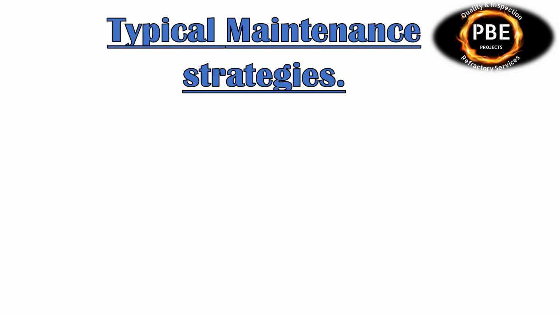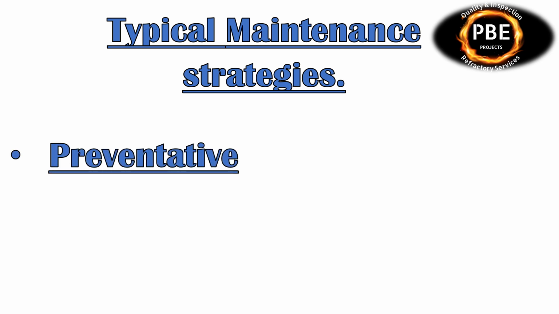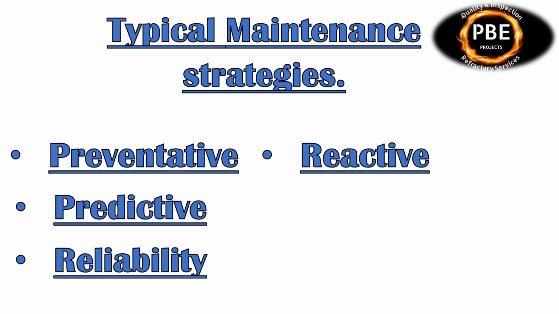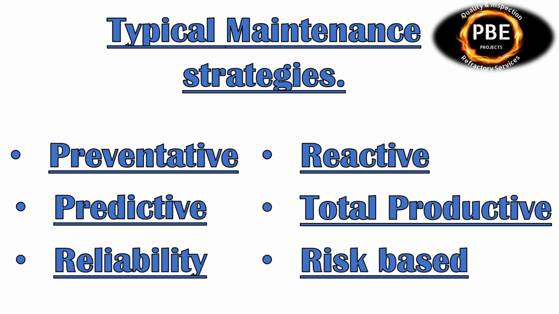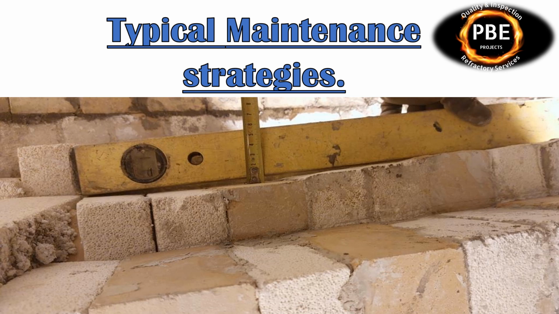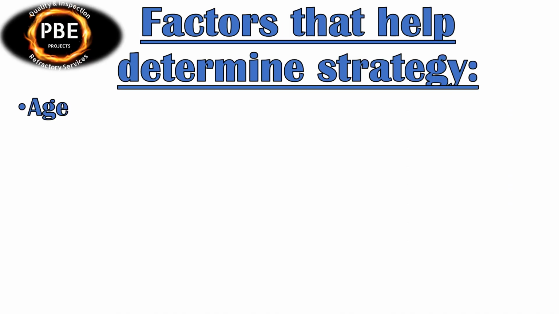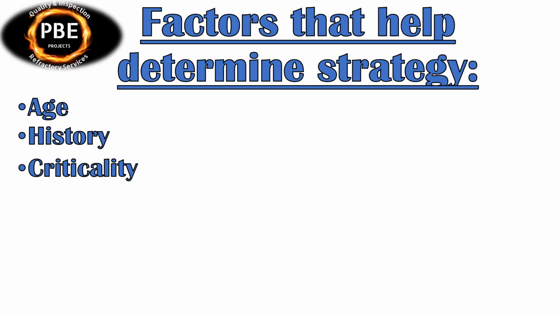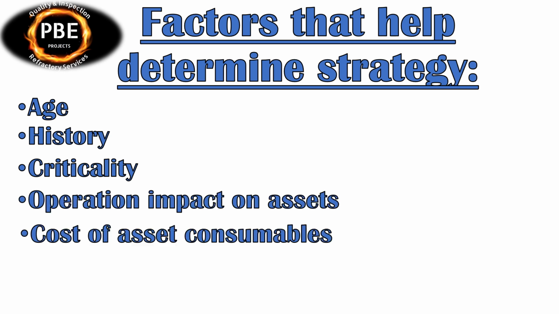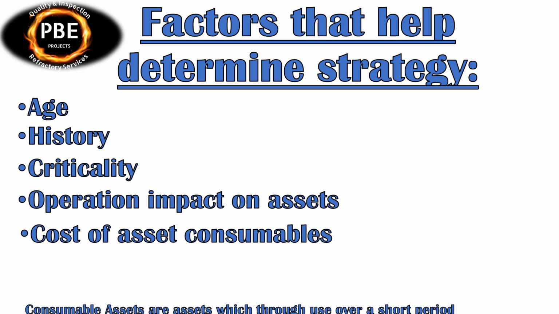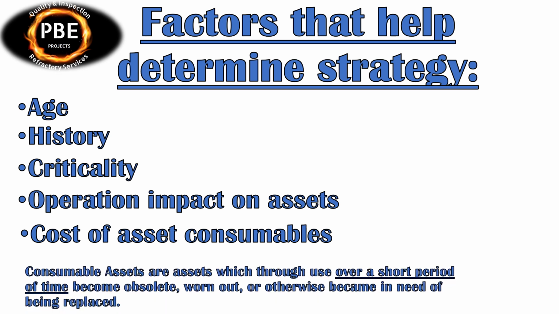A typical maintenance strategy. Well, there are six: preventative, predictive, reliability, reactive, total productive, and risk-based. Yes, you may have a different name for one or the other of them, but in the generic term, that is roughly what they are called. So factors that help determine a strategy are age, history, criticality, operation impact on assets, cost of asset consumables. And then I decided to add this as well. Consumable assets are assets which through use over a short period of time became obsolete, worn out, or otherwise became in need of being replaced.